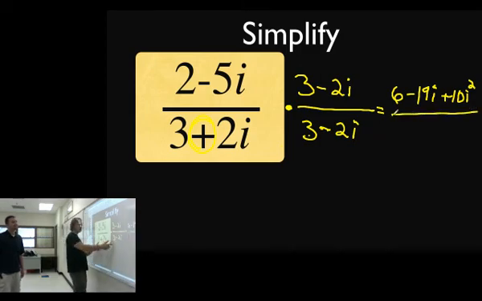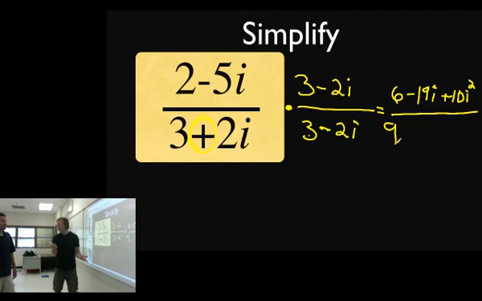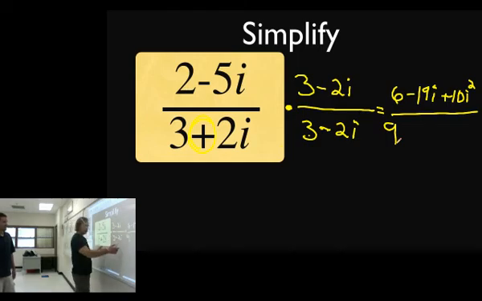Over, first times first is 9. Outer times outer is negative 6i. Inner times inner is positive 6i. Hey, those are gone. Cool. That's why you use the conjugate in the first place. That's why it works. All right. Last times last, negative 4i squared.